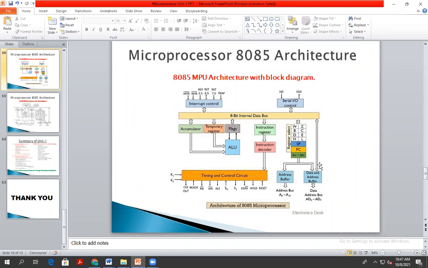Okay, for example, if there is a building construction architecture where the kitchen is there, where the hall is there, where the bedroom is there, where the restroom is there, like that. One different, we have to make an architecture. So this is the entire architecture of the 8085 microprocessor. Now, one by one, we will go through it. So this is the entire architecture.